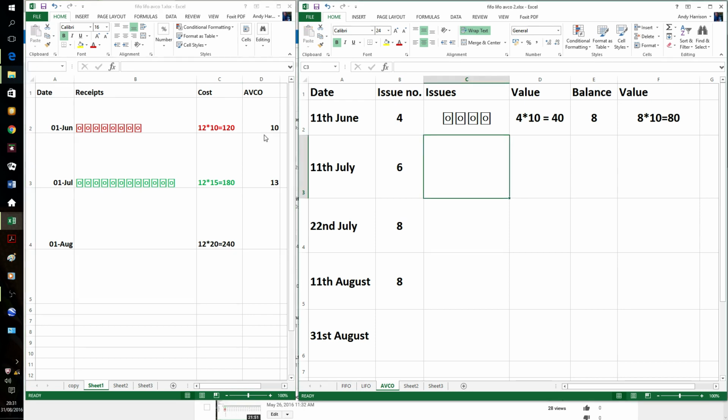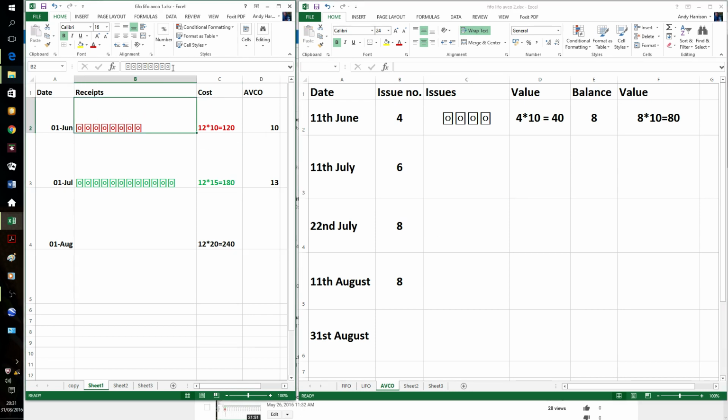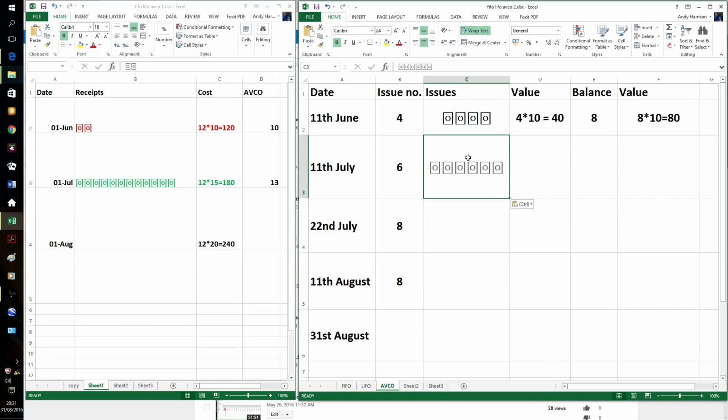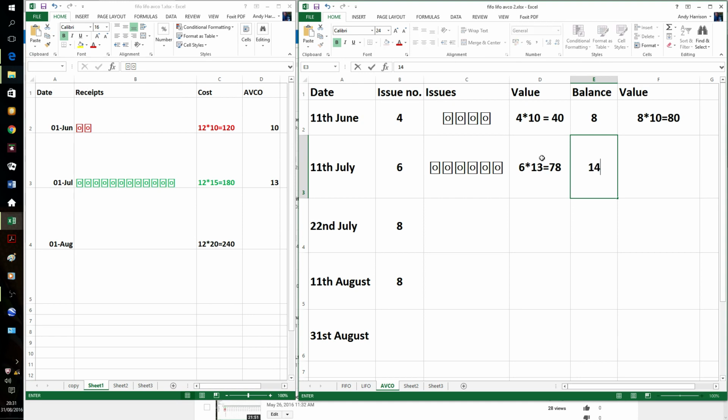So the issue here of 6, well, yeah, it might in practical terms be the same as AVCO, same as FIFO, same as a LIFO, but a different batch. But that's okay. But the issue here then, 6, we're going to price it up at 13. That's £78. And the balance is the same price, 14 times 13. Put the 14 there, and then 14 times 13 equals 182.